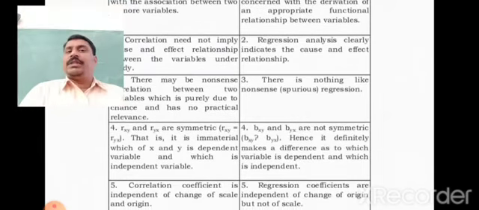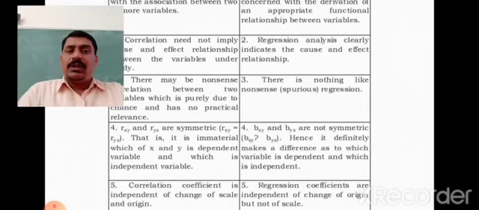And in correlation, Rxy and Ryx are symmetric. If we find Rxy, interchange the variables, and find Ryx, both values remain the same. But in regression analysis, Bxy and Byx are not symmetric. So we get two totally different values here.